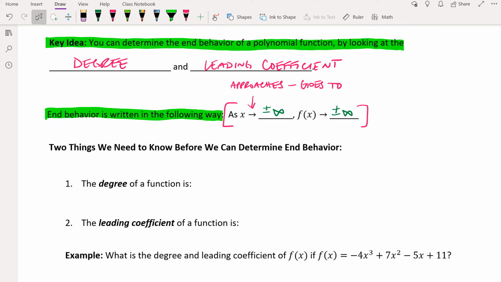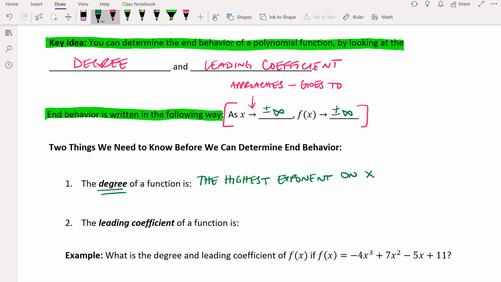Two things we need to know before we can determine end behavior. So there's two important things for us to know. First, the degree of a function. So write this down. The degree of a function is the highest exponent on x. The highest exponent on x. The highest exponent of the function.